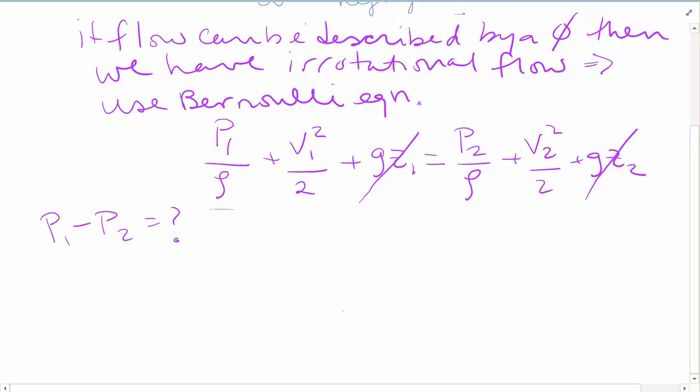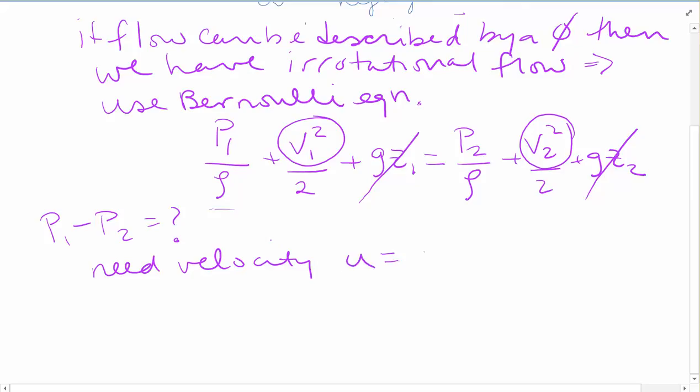So in order to find that, we need to next get our velocities. This V1 right here is going to be the magnitude of velocity at point 1. This V2 is the magnitude of velocity at point 2. So let's find those next. We need velocity, and we can get our components of velocity using the velocity potential.